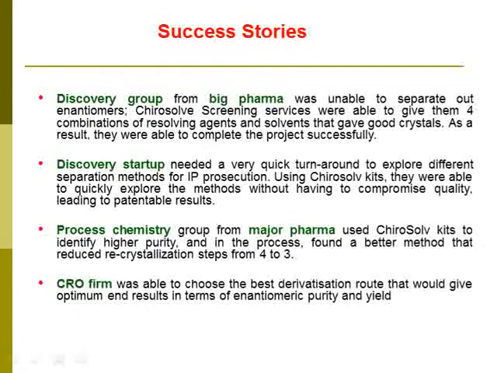Here are some of the success stories. First example: the discovery group from a big pharma was unable to separate out the enantiomers, but using ChiroSolve kits, they were able to identify 4 combinations of resolving agents and solvents that gave good results. As a result, they were able to take their project to the preclinical stage.